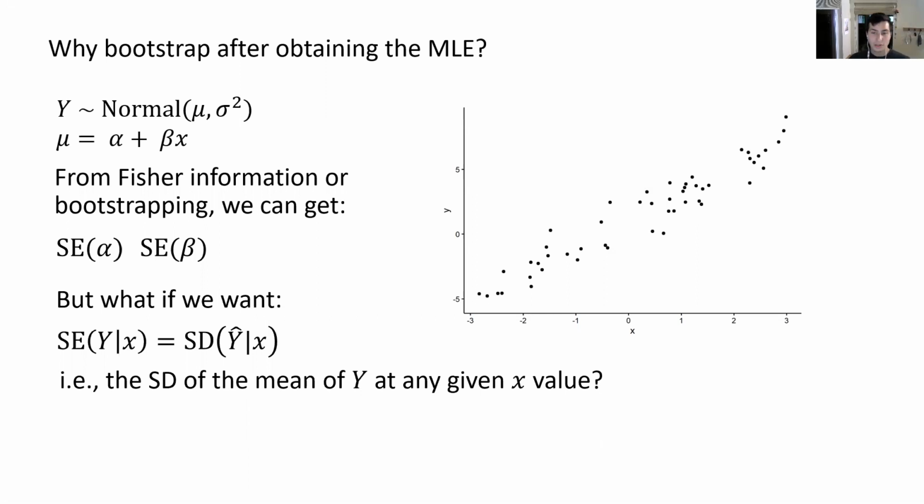Well, one thing we can do is bootstrap our maximum likelihood estimates of alpha and beta, and for each of those estimates, obtain a fitted regression line.